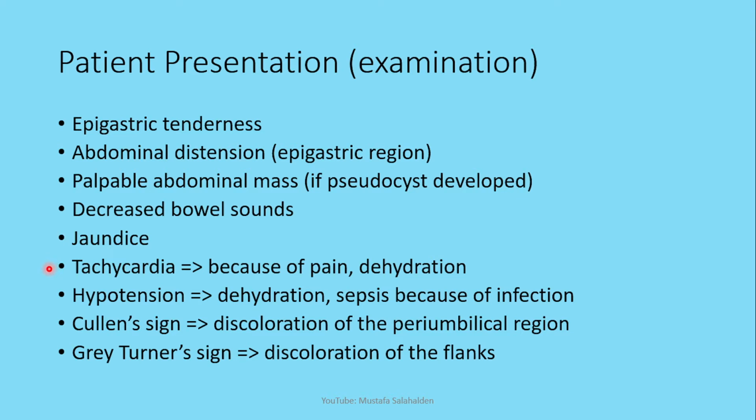Also, tachycardia is usually present because of pain and dehydration. Hypotension is usually because of dehydration or sepsis because of infection. Cullen's sign is discoloration of the umbilical region, and Grey Turner's sign is discoloration of the flanks. Those signs appear in severe disease, which is accompanied by hemoperitoneum, which is hemorrhage into the peritoneal cavity.